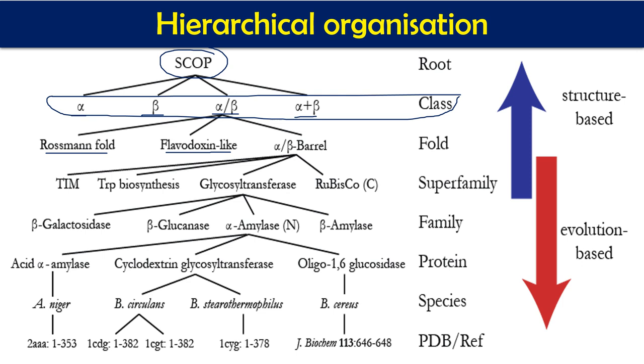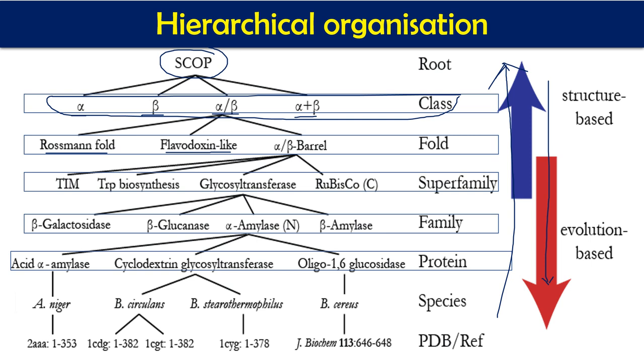Now in this case, when you are going from the lower side to the higher side, in this direction, they are classified into groups based on structure. So this scheme is a structure-based grouping. And when we are coming downward from a higher hierarchy to the lower hierarchy, it is evolution-based grouping. So these are some of the classes.